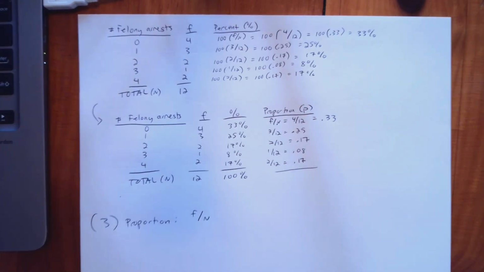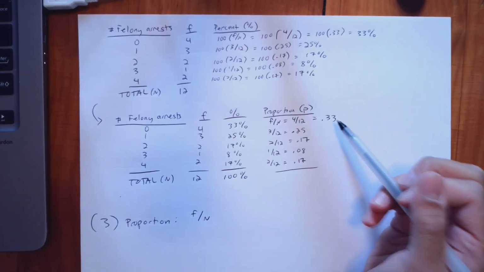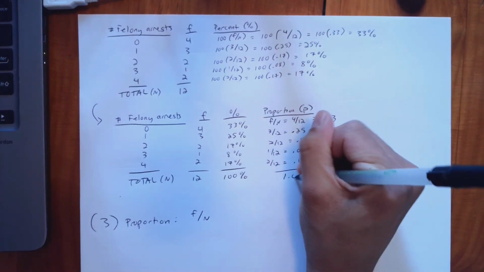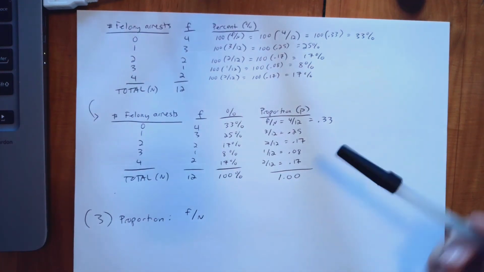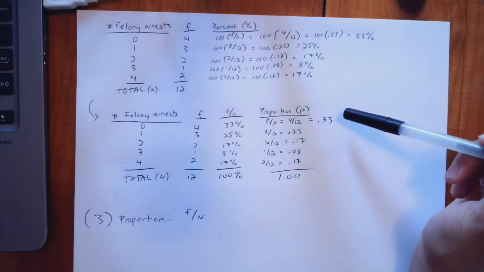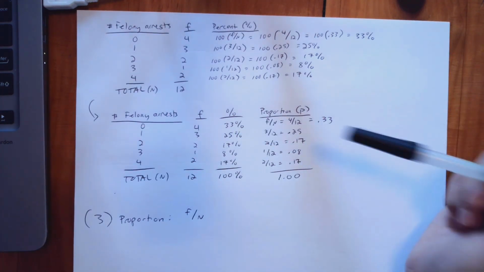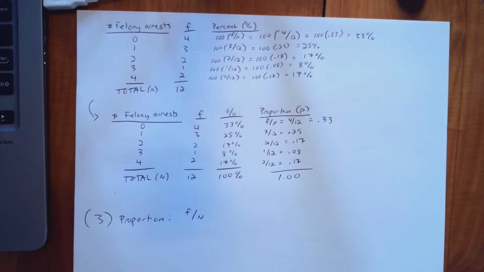Now if you add up all of your different proportions here, they should also add up to 1.0. So proportion, again, corresponds to percent, it's just a different way of writing it. And the main difference is that percent ranges from 0 to 100 and proportion ranges from 0 to 1. But they give you the same information. So a proportion of 0.33 is the same exact thing as 33%. A proportion of 0.25 is the same thing as 25%, and so on.